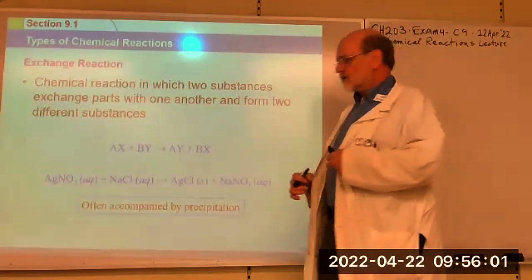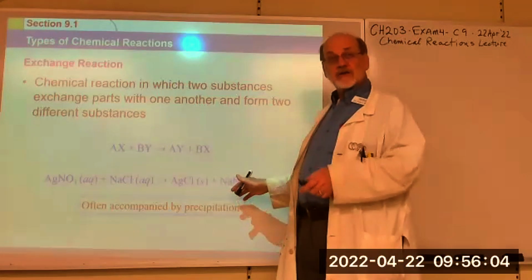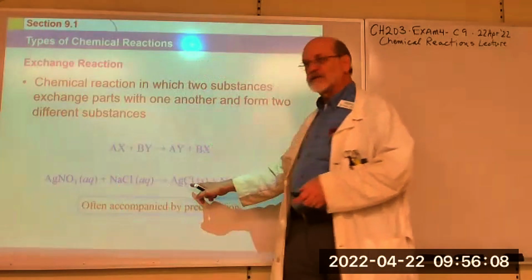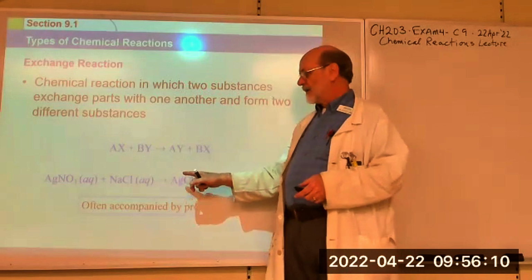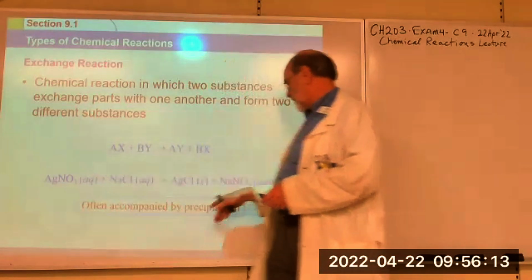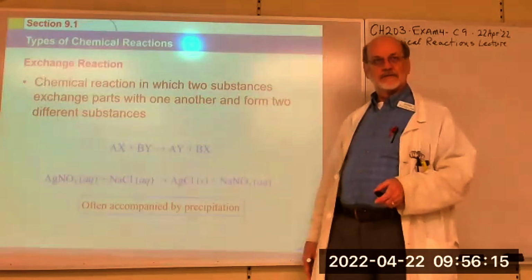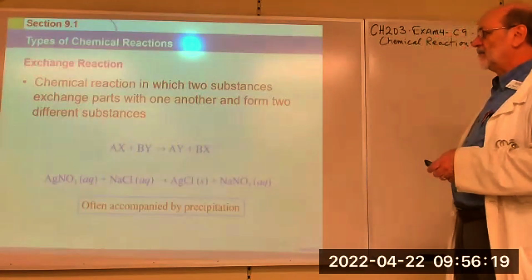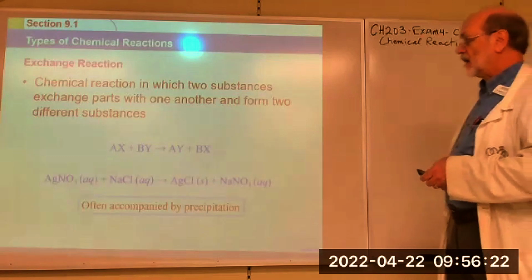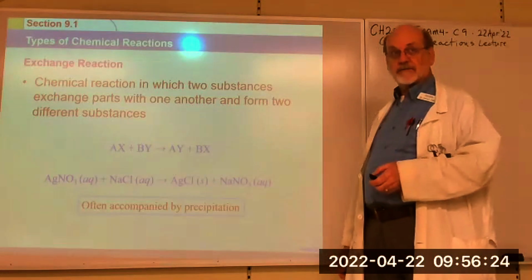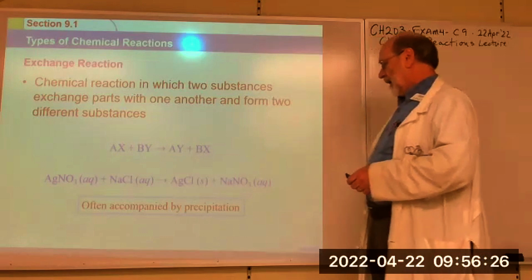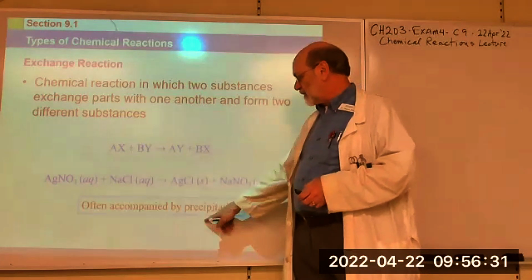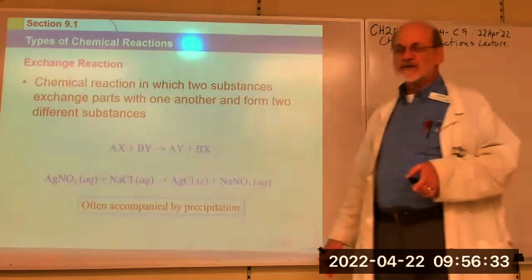So just as a teaser, the driving force for this reaction is the combination of silver and chlorine to make silver chloride. And those other ions, the nitrates and the sodium, are just spectators. But that is an exchange reaction or a double replacement. That's another name for it. And that is very often accompanied by precipitation. Not always, but often.